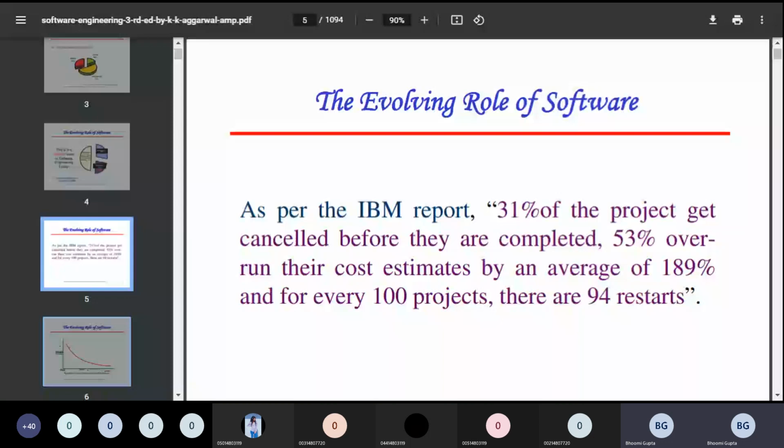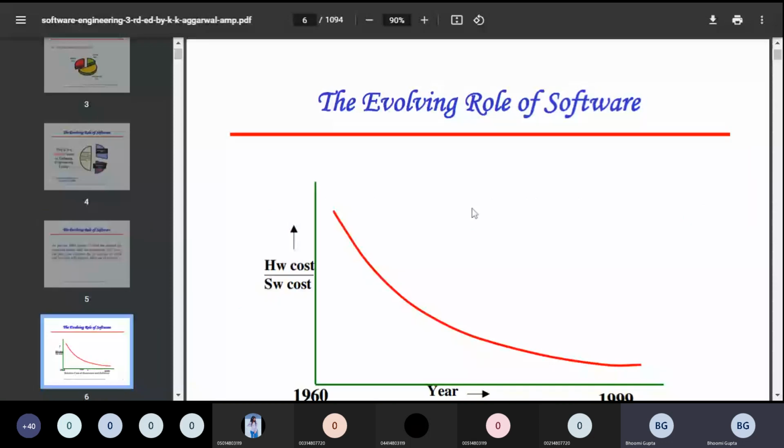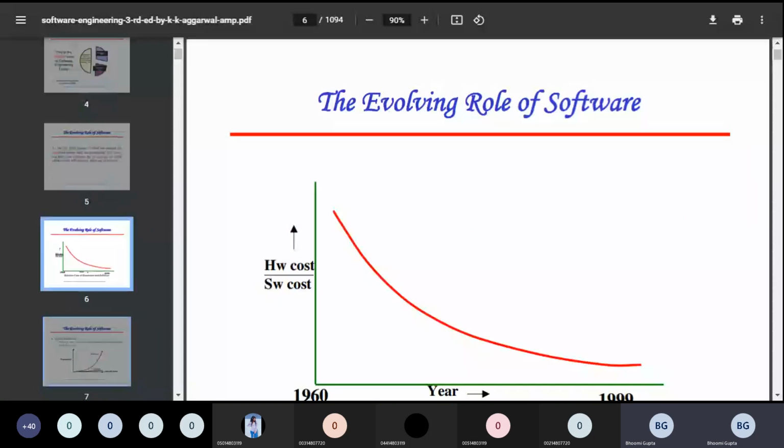As you can see, this is a book which has been reprinted again and again and reviewed again and again. This is the data cut from 1960 to 99, not an issue because this is an exploratory graph. And then we have a hardware cost and a software cost which is rising, and we can see that till the year 1999 the hardware cost ratio software cost is declining.